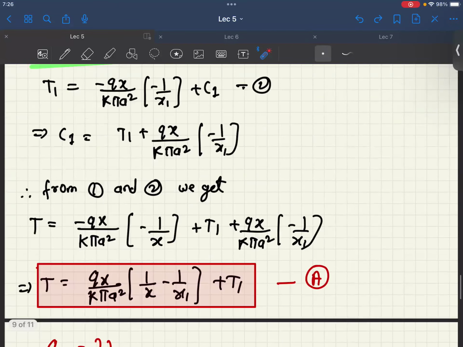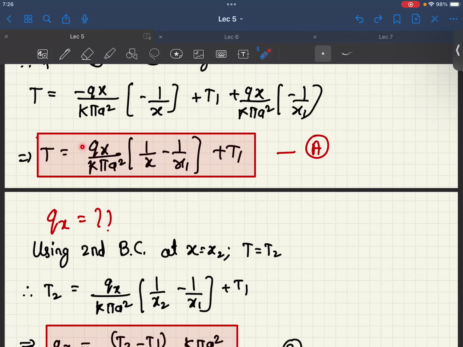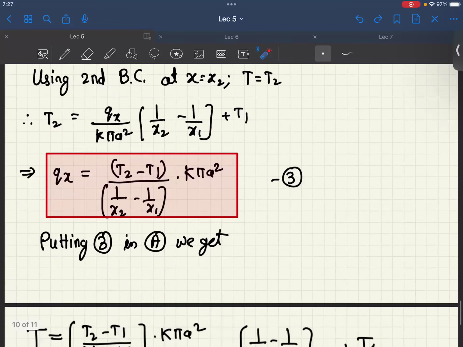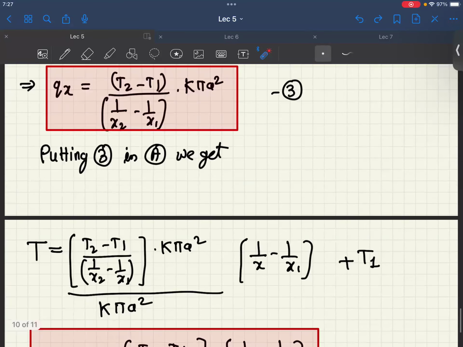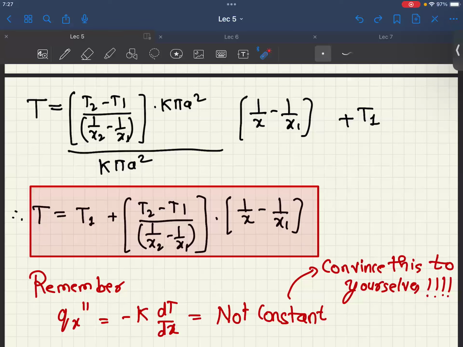Why? Because here you see the temperature is a function of Q of x, which is the rate of heat transfer, and we do not want it, because all the other things we can measure, but Q of x we want to eliminate from the temperature profile, right? We just put in this value, and then we end up with this temperature distribution, right? The temperature at any location x is nothing but T1 plus T2 minus T1 divided by 1 by x2 minus 1 by x1 multiplied by 1 by x minus 1 by x1, right?